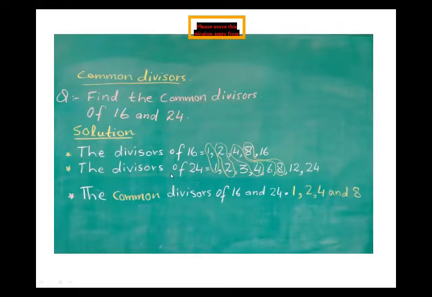Now we find the divisors of 24. The divisors of 24 are 1, 2, 3, 4, 6, 8, 12, and 24. Now we find the common numbers between these two lists, the numbers which are present in both. Here we see that the numbers 1, 2, 4, and 8 are all common between these two lists. So we say that the common divisors of 16 and 24 are 1, 2, 4, and 8.